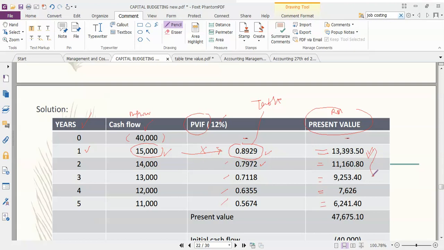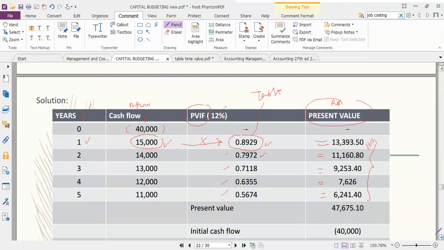Okay, bila dah settle semua calculate, and then what you must do is total up all the present value for the first year, second, third, fourth, and fifth. So you will get the total present value here. Okay, the total present value is 47,675.10. Okay, if you add on all the present value for the year 1, 2, 3 until 5.